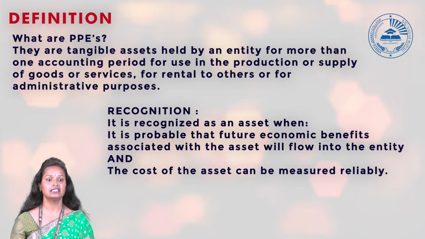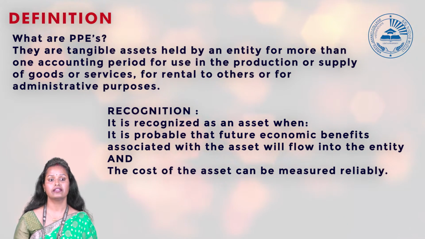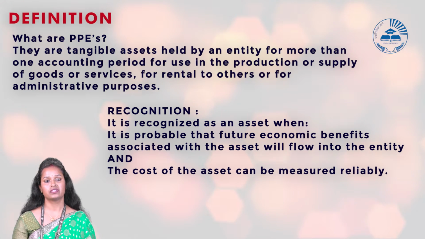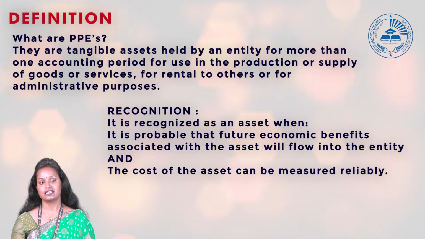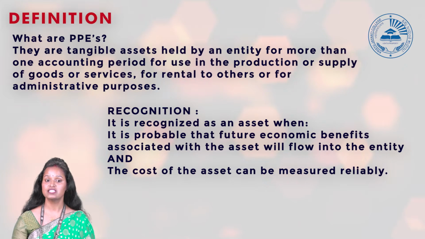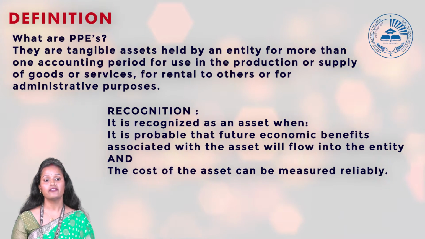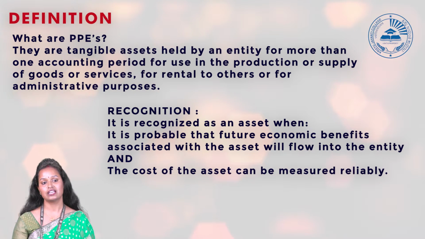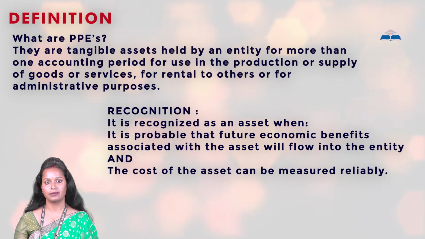If we see the definition, they are tangible assets. The very first thing: if it is property, plant and equipment according to IAS 16, it must be a tangible asset which we can see, which we can touch. Now, if that is a tangible asset, another condition is it must be used for more than one accounting period. It doesn't mean that if we can touch it or see it, all of that will be our property, plant and equipment.